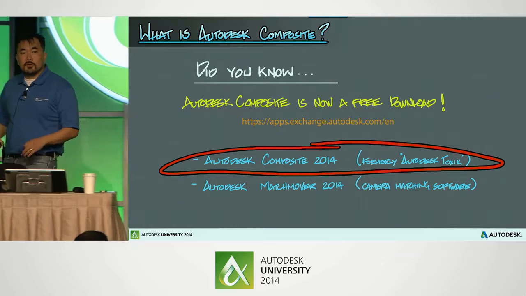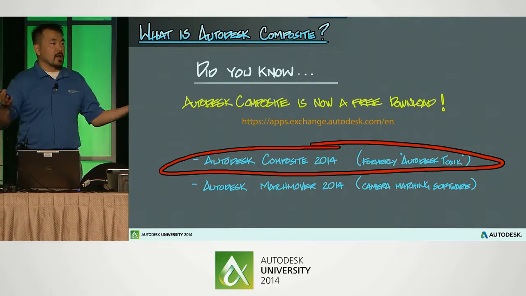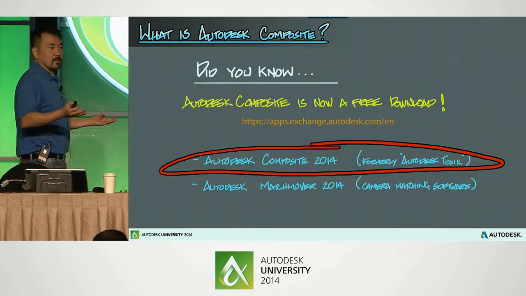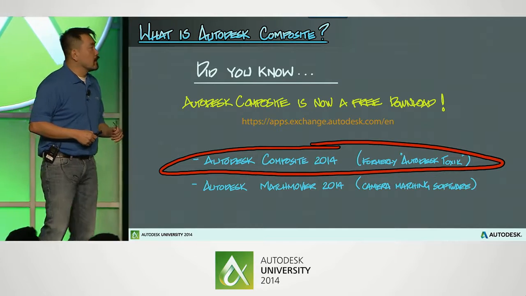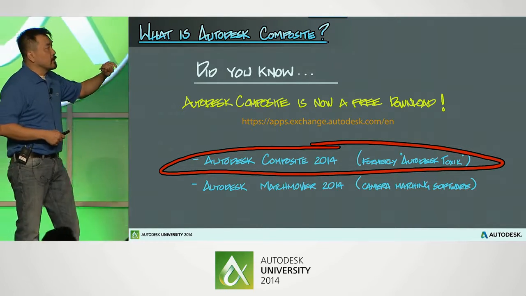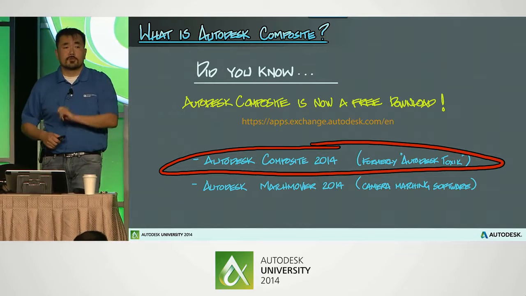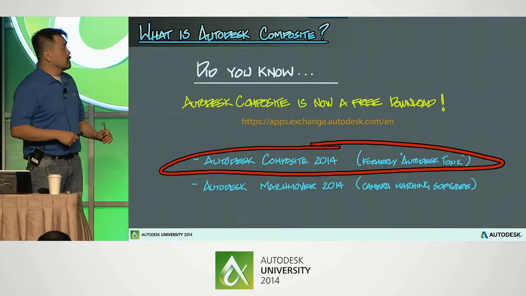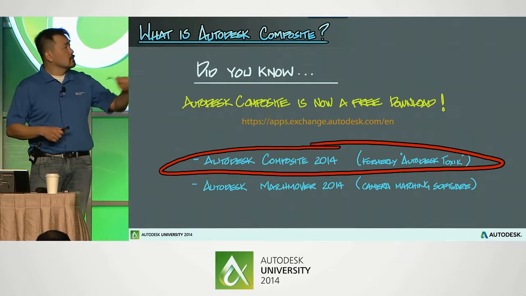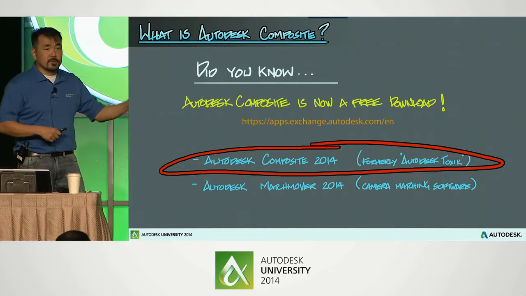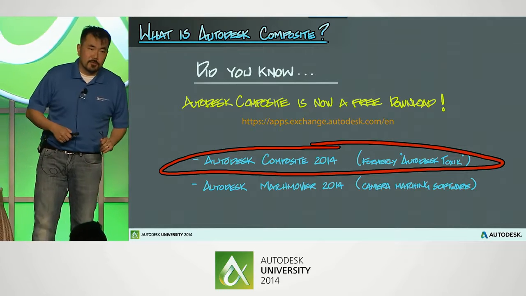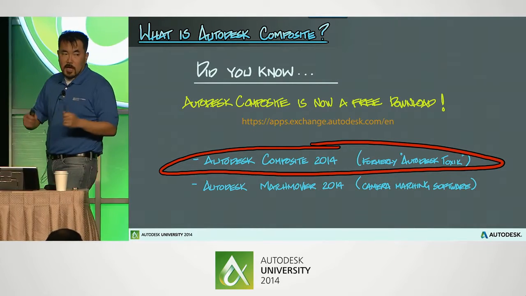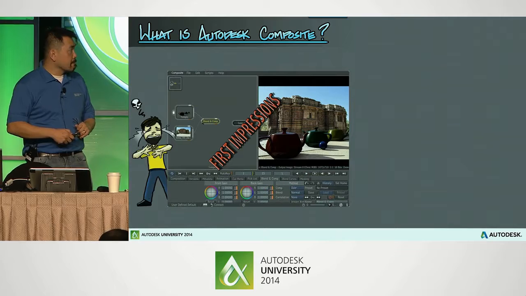Now, how many of you knew Autodesk Composite was an actual product maintained by Autodesk? Show of hands. Only a handful of you, all right? The great thing about Autodesk Composite right now is it's absolutely free for download. So you can go to the Autodesk Exchange Store, that's the address, and you can download Autodesk Composite 2014 for free. Also Autodesk Match Mover, which is a match moving program.